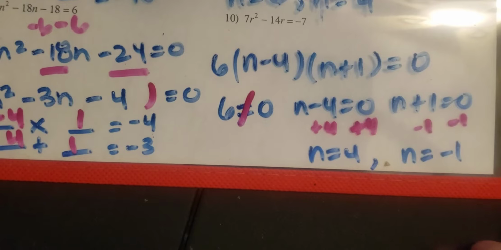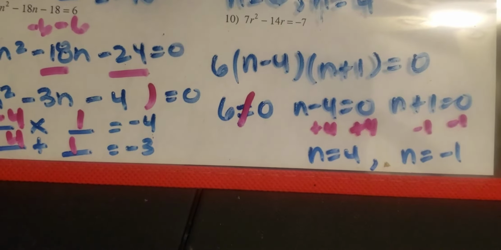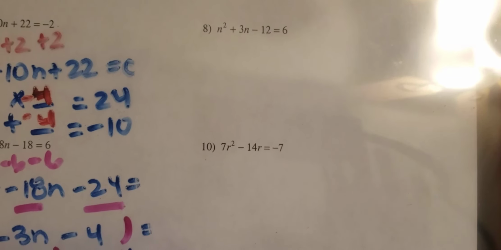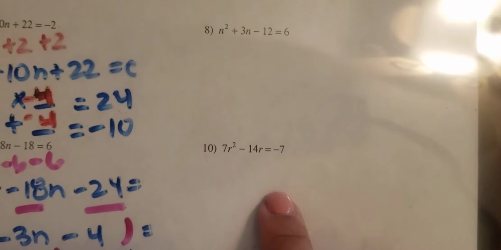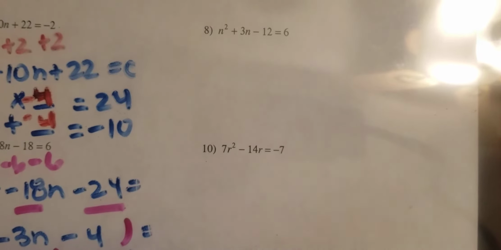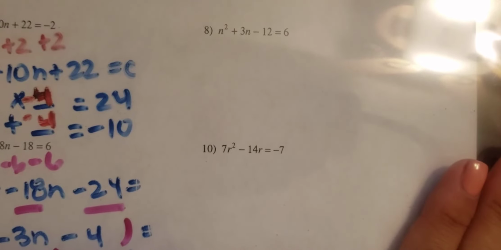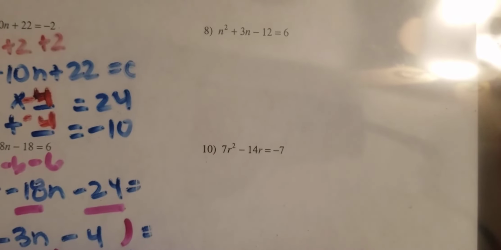So ready? The 2 that you're going to try on your own are numbers 8 and 10. So copy 8 down, copy 10 down, and then pause the video, give yourself a few seconds to do them on your own, and then come back.